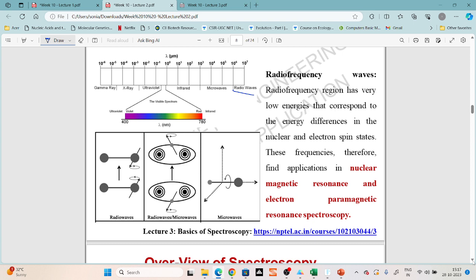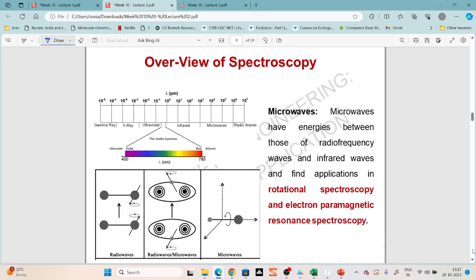The energy that it is taking for the spin corresponds to radio waves. So these frequencies correspond to radio waves, and therefore they are used for studying the properties of a nucleus or electron with the help of two spectroscopic techniques: nuclear magnetic resonance and electron paramagnetic resonance spectroscopy, that is NMR or EPR. So for NMR spectroscopy, which waves correspond? Radio waves. For EPR, that is electron paramagnetic resonance spectroscopy, which waves correspond? Radio waves. So radio waves are responsible for NMR and EPR spectroscopy. Is it clear? Then we come to microwaves.